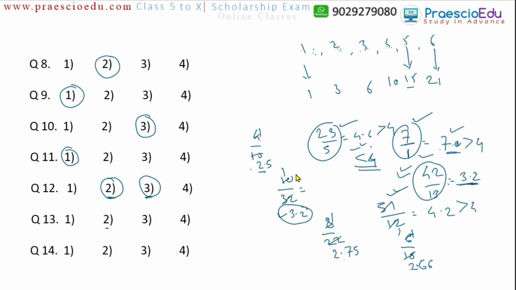So that's why this term is the different one, which is mentioned in our option number 2. So as per the Navneet Digest, option number 2 is the different one because of this criteria. Okay.